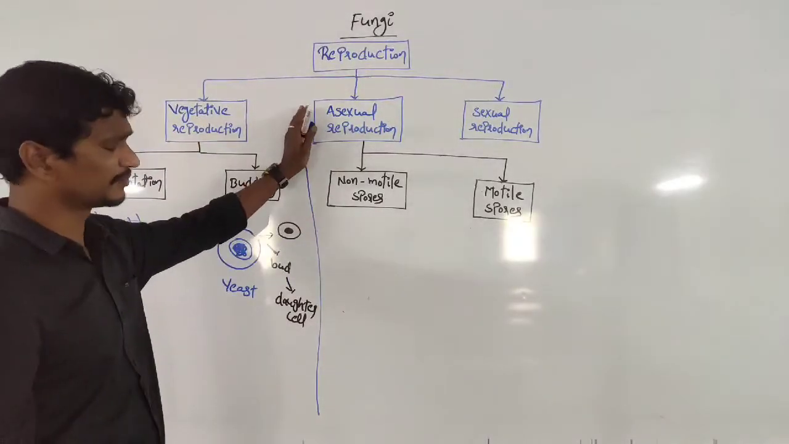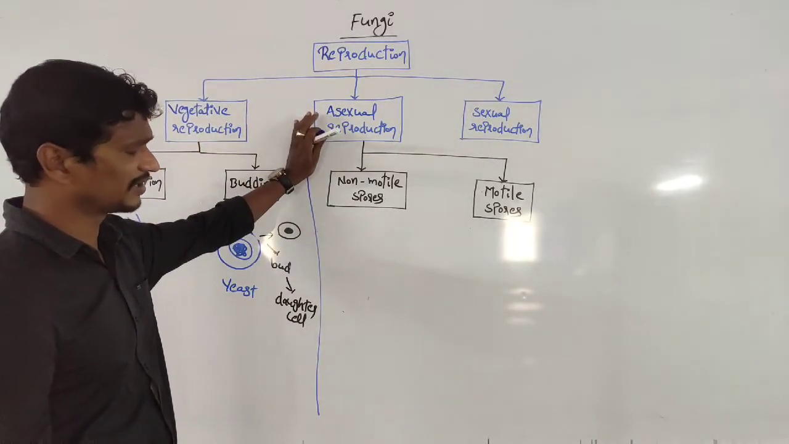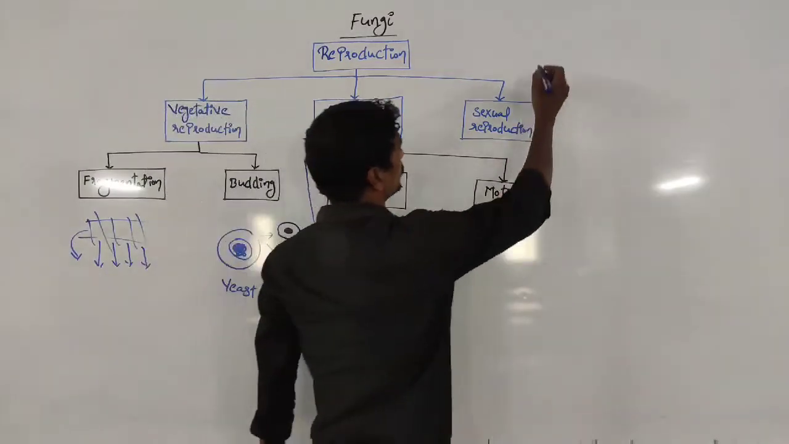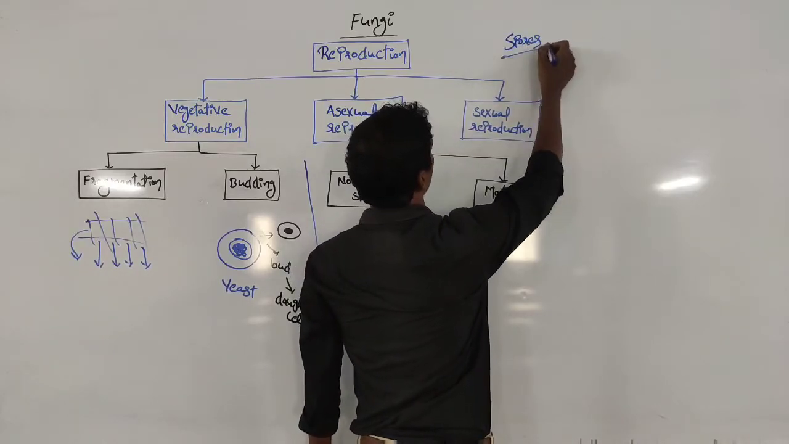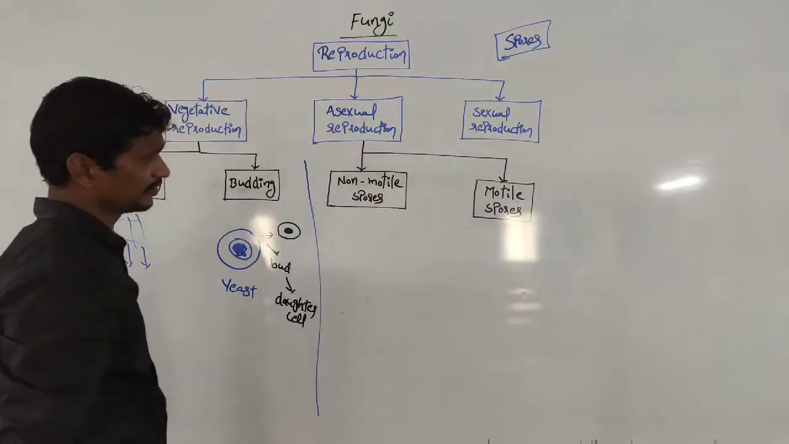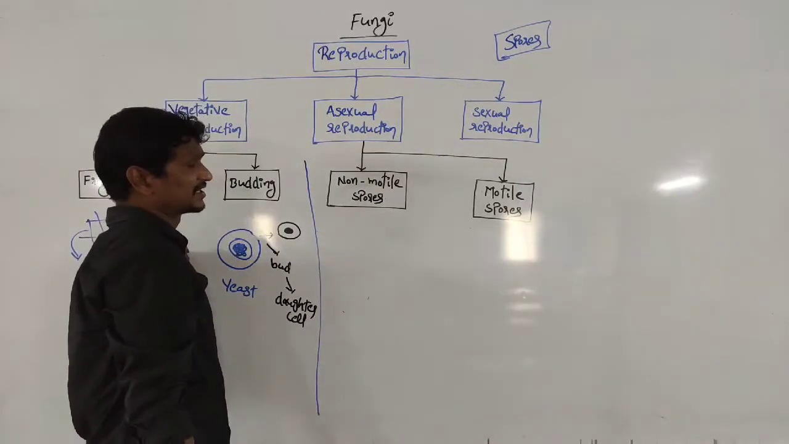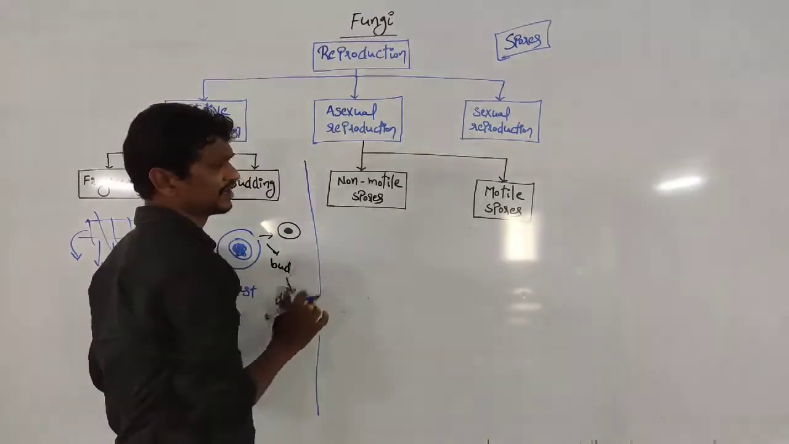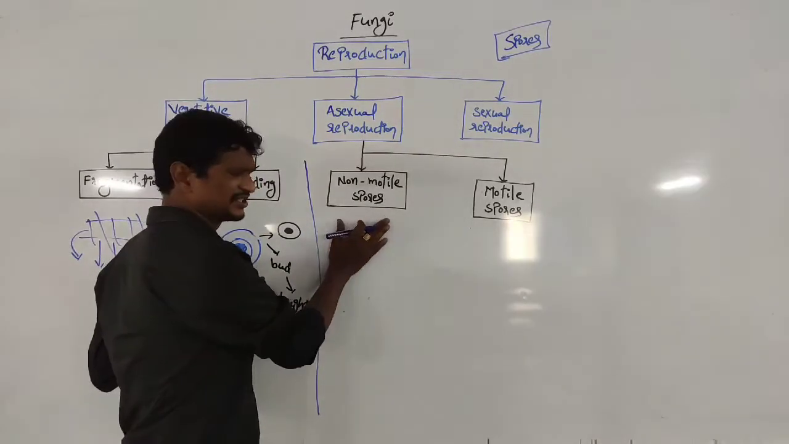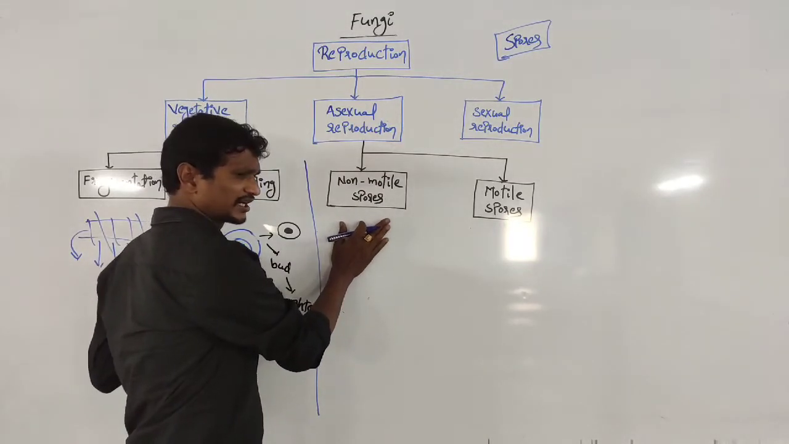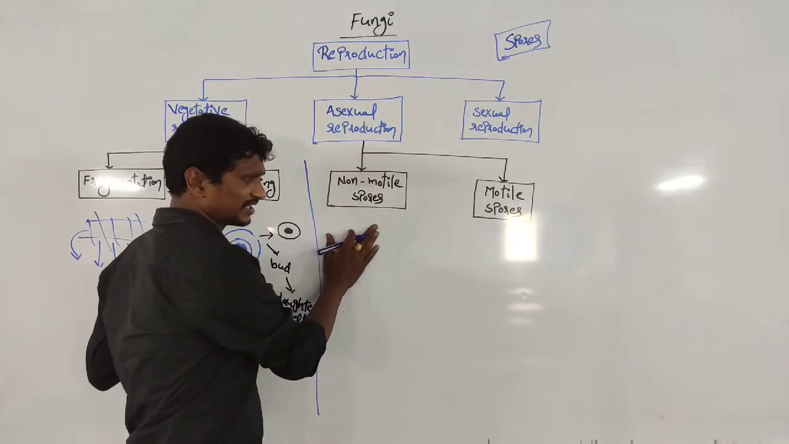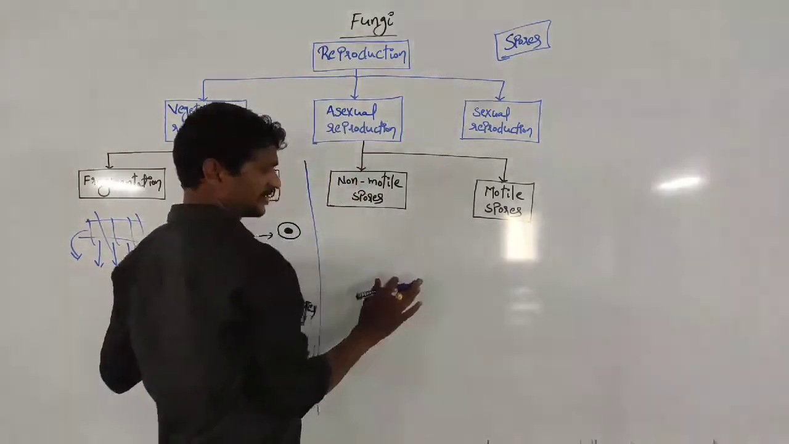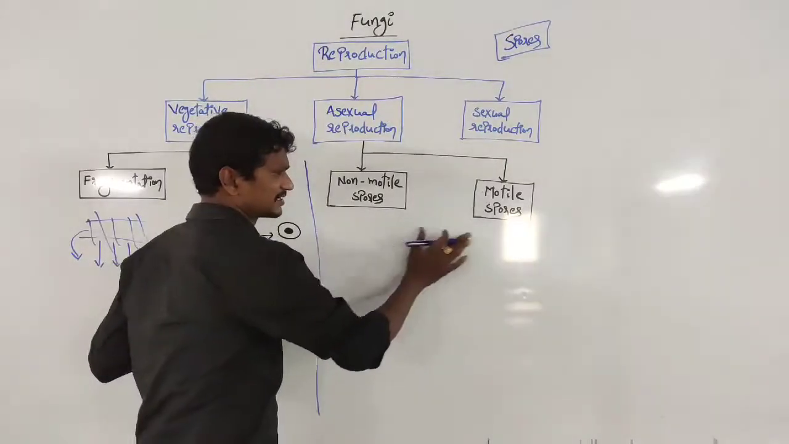See, here the asexual reproduction process within the fungi is done by spore production. Spores are produced. These are asexual spores. Remember that asexual spores are again divided into two types. One is non-motile spores, the other is motile spores. Non-motile means flagella or locomotory organs are absent. In the motile ones, flagella or locomotory organs are present, mostly flagella, right? So here flagella are absent, here flagella are present.